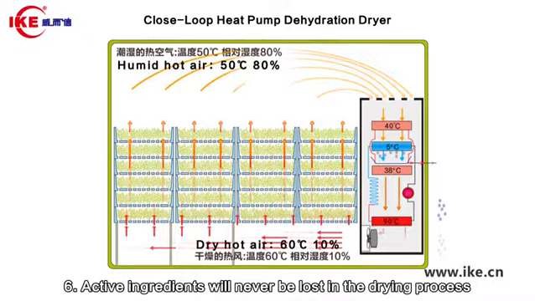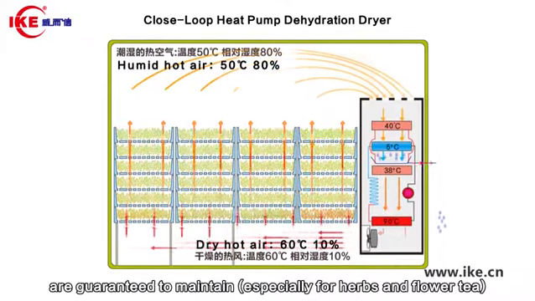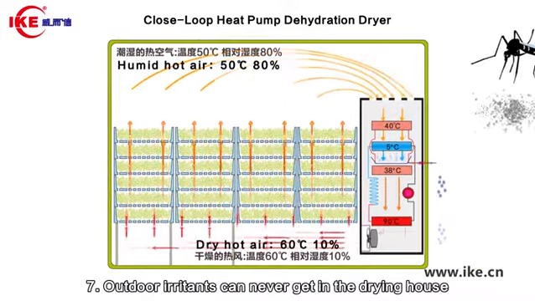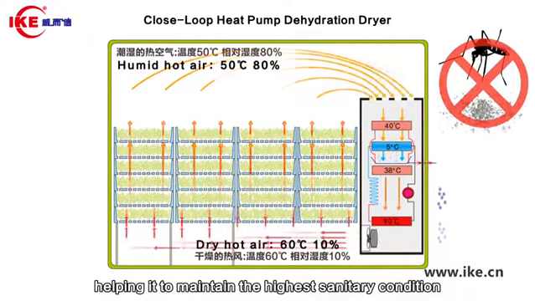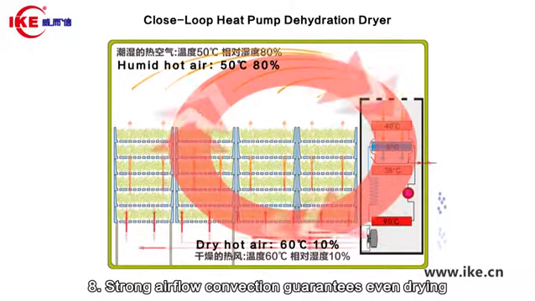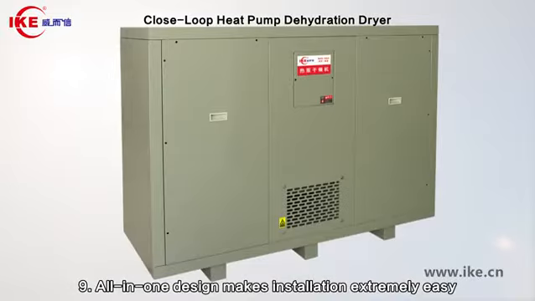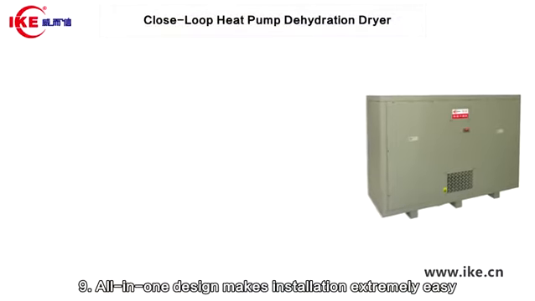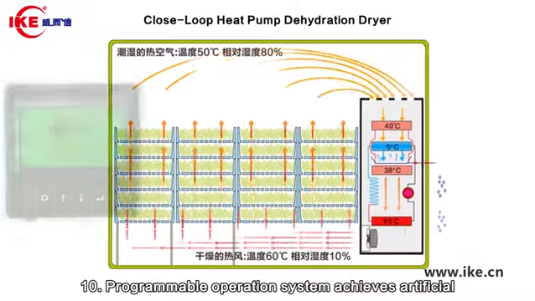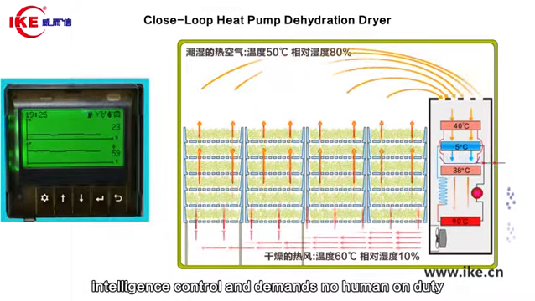Sixth, active ingredients will never be lost in the drying process so that the quality and grade of the product are guaranteed to maintain, especially for herbs and flower tea. Seventh, outdoor irritants can never get in the drying house, helping it to maintain the highest sanitary condition. Eighth, strong airflow convection guarantees even drying. No manual flipping is needed. Ninth, all-in-one design makes installation extremely easy. Tenth, programmable operation system achieves artificial intelligence control and demands no human on duty.